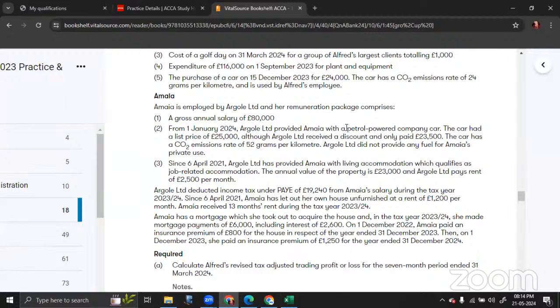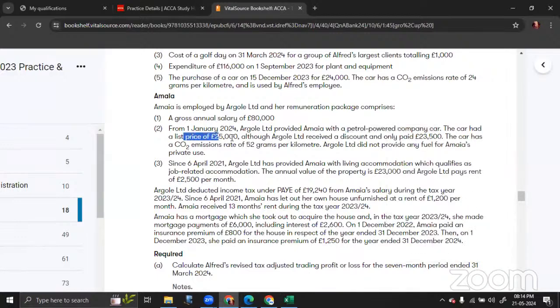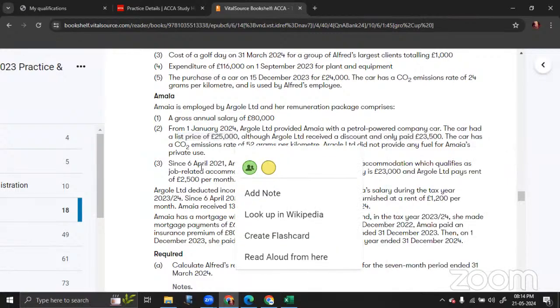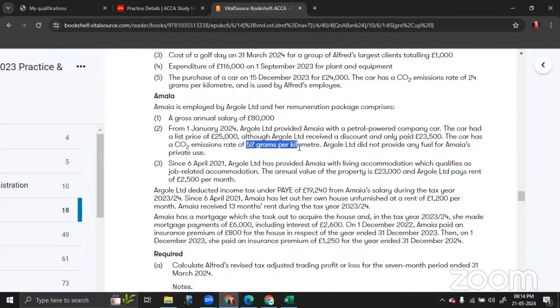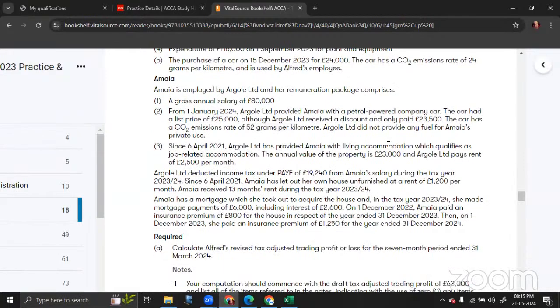the employer provides AMEA with a petrol-powered company car benefit. List price is 25,000. She received a discount and only paid 23,500. Please keep in mind, ignore the discount price. You're only supposed to take the list price. The car has a CO2 emission of 52 grams per kilometer. Therefore, the percentage will be 15%. Argol did not provide any fuel for AMEA's private use.